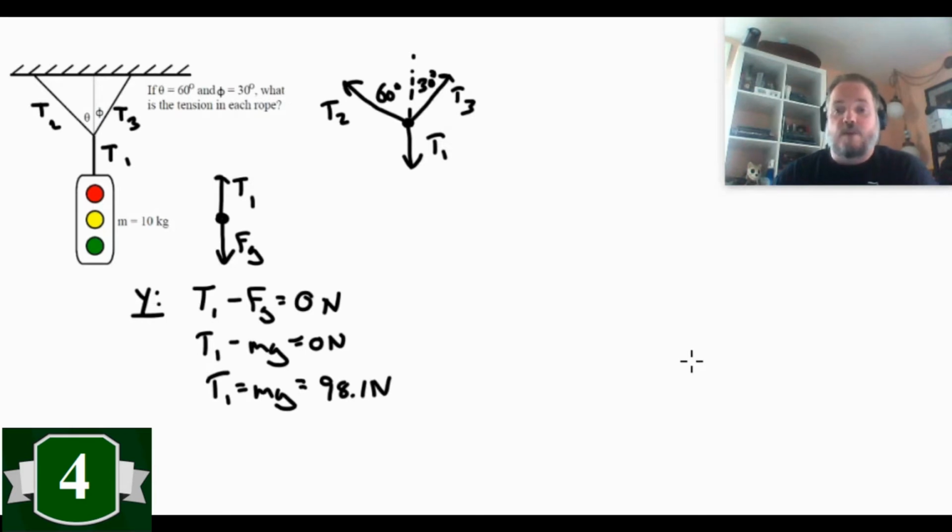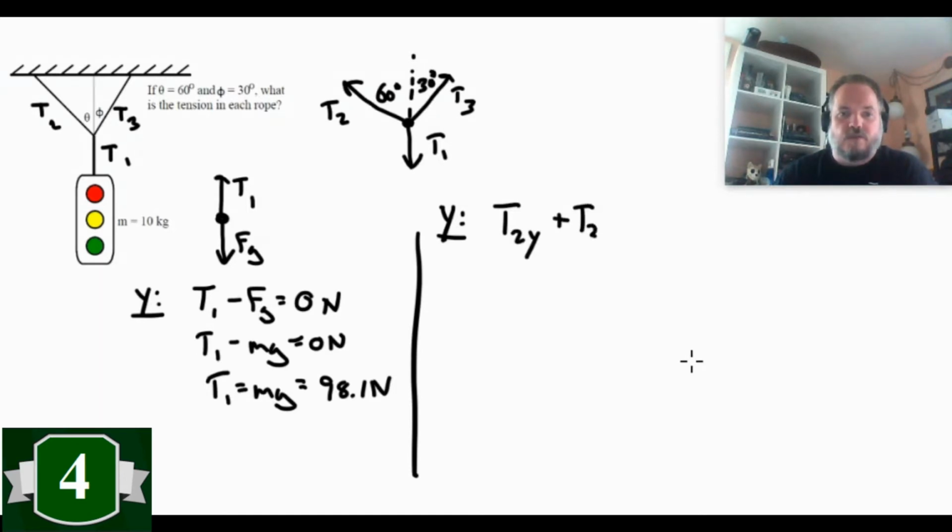Although I'm not as worried about getting the actual numbers as I am the formulas when we do these types of problems. All right, so coming over here, that gives us a couple of things. So in the y direction, we can create an equation. Upward, we have the y component of T2. We also have the y component of T3. And that's it, upward. Downward, we have T1. And it's definitely in equilibrium again.